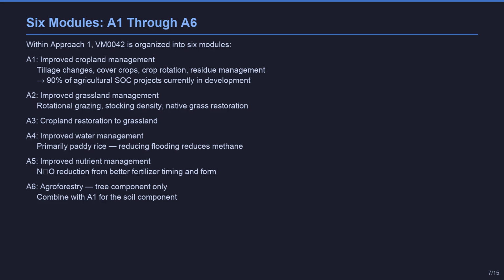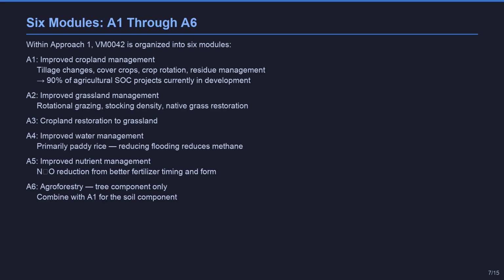Module A2, improved grassland management: rotational grazing, stocking density reduction, native grass restoration. Module A3, cropland restoration to grassland, reversing historical conversion. Module A4, improved water management, primarily paddy rice, where reducing flooding reduces methane. Module A5, improved nutrient management, primarily N2O reduction from better fertilizer timing and form.